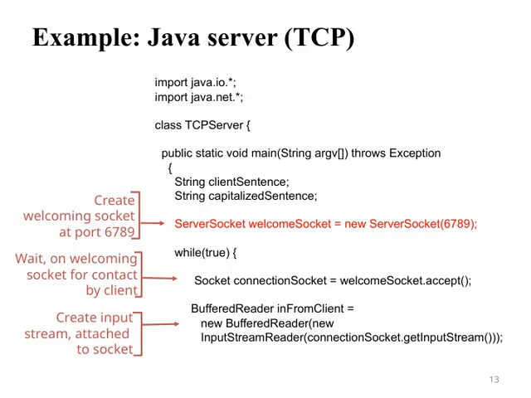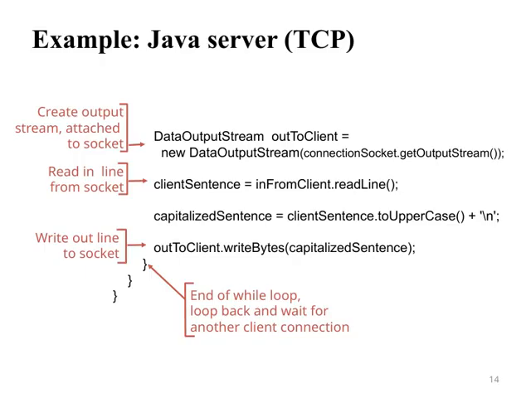Now, let's walk through this example of a Java server using TCP sockets. First, we create a DataOutputStream called outToClient, which is attached to the socket's output stream. This allows us to send data back to the client. Next, we read a line of input from the client using inFromClient.readLine. This captures whatever message the client has sent.